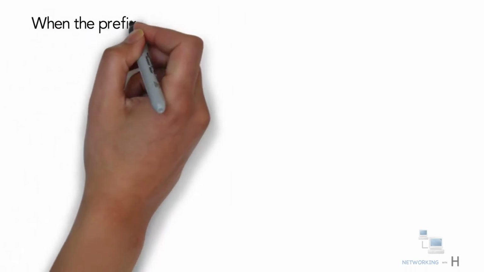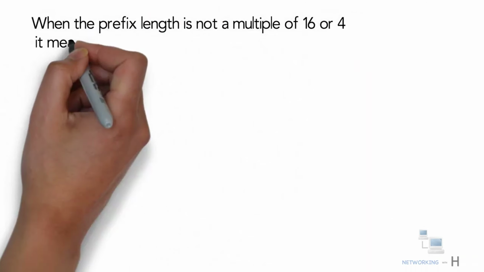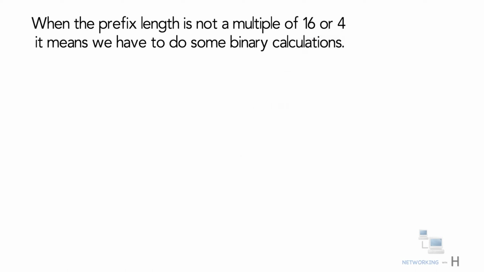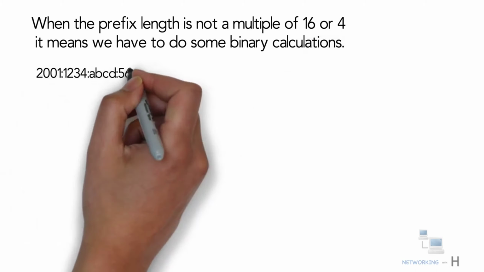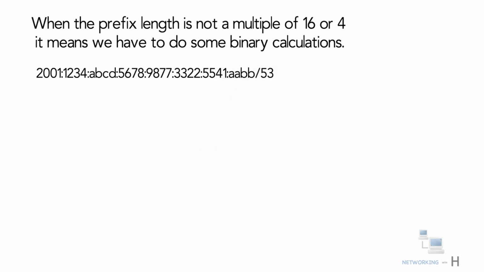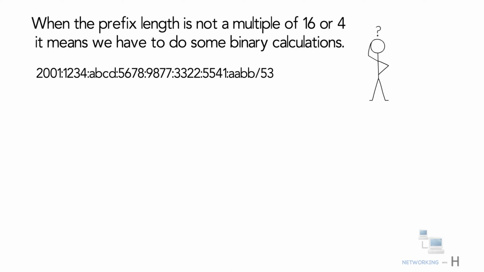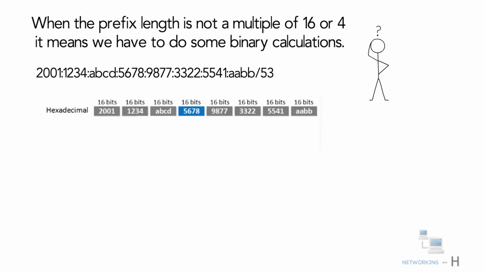When the prefix length is not a multiple of 16 or 4, it means we have to do some binary calculations. Let us take an example of a /53 prefix. This is our IPv6 address and I would like to know the prefix of this address. Where do I start? First, I have to determine in what block my 53rd bit is located. Somewhere in the blue block is where we will find the 53rd bit.